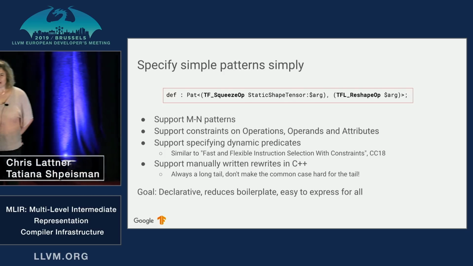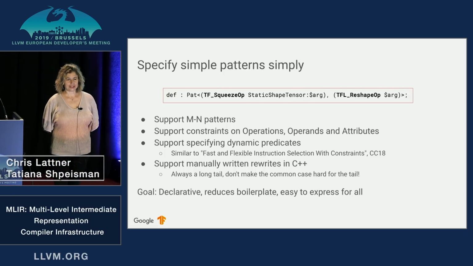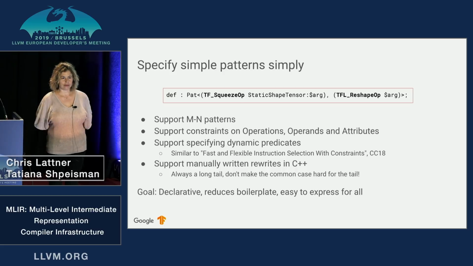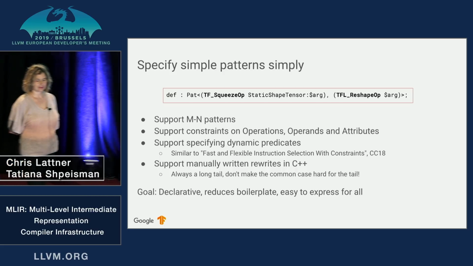Okay. So, of course, we need not just define operations, we need to transform from one set of operations into another. And we have a system which allows you to do it by writing declarative patterns. It is general, it supports M2N patterns. It supports everything that we need to do to express operation transformations in TensorFlow. So for example, you can say that this transformation is valid only if an attribute has a certain value. And if our pattern matching system doesn't work in a declarative way, there is an escape, and you can also code whatever you want in C++. Yeah, and the goal here is to cover the common cases.